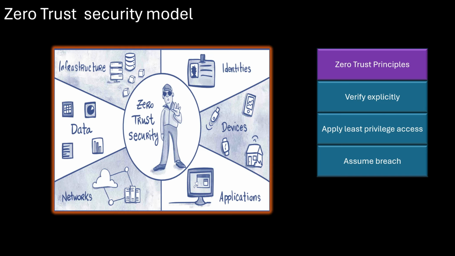In short, the zero trust security model represents a paradigm shift in how organizations approach cybersecurity. By assuming that threats can come from anywhere and enforcing strict access controls and continuous monitoring, zero trust aims to protect sensitive data and systems more effectively in an increasingly complex and hostile threat landscape.